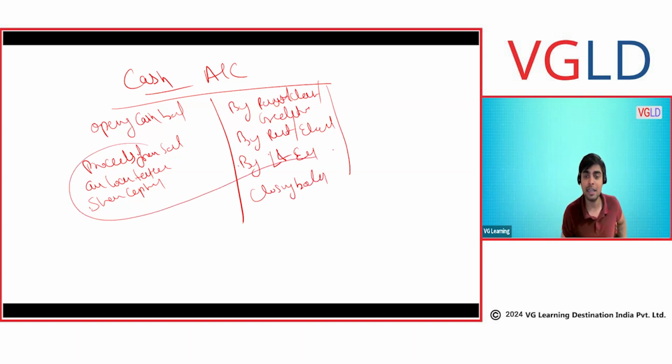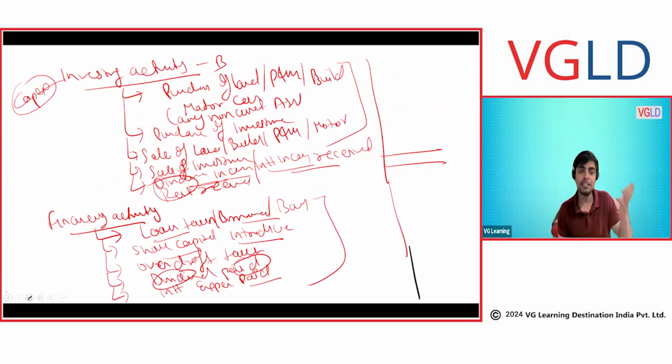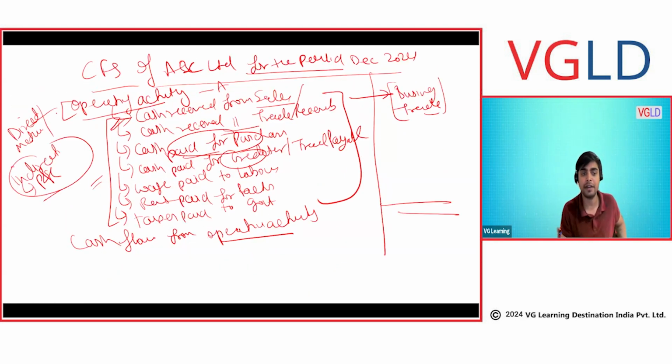So you can see the movement during the year: you have an opening balance of cash, you have the movement, then you will have a closing balance. And this is what your cash flow statement is. It's just categorizing them into investing activity, financing activity, and operating activity. Clear? Cash flow statement is just a cash account showing you the movement activity wise.